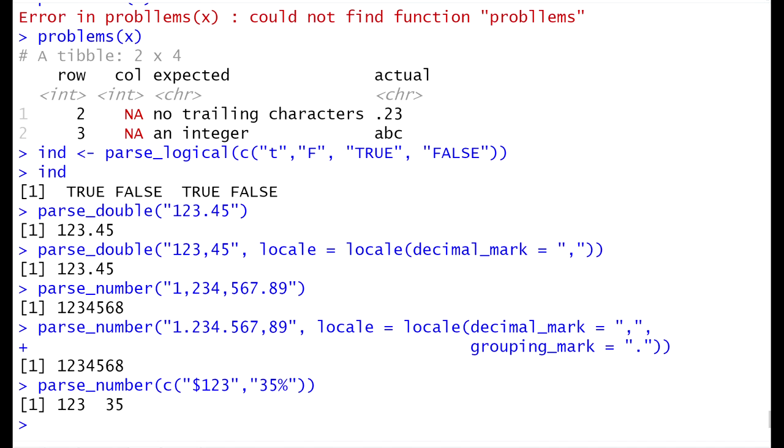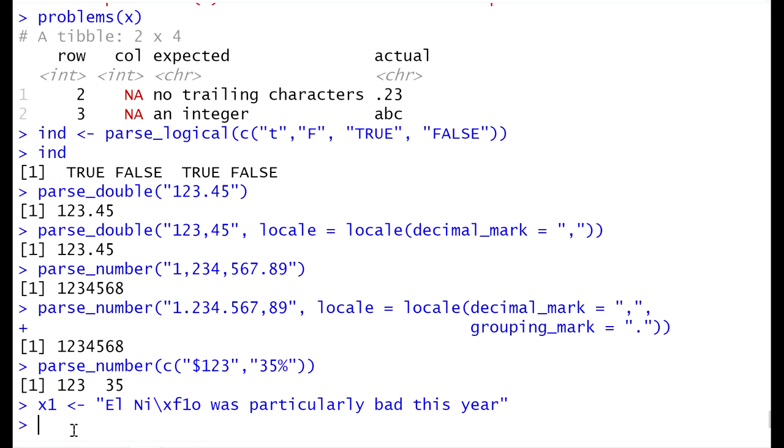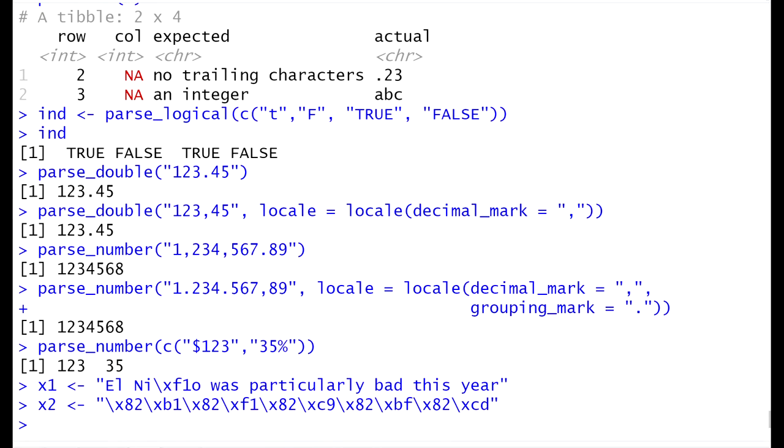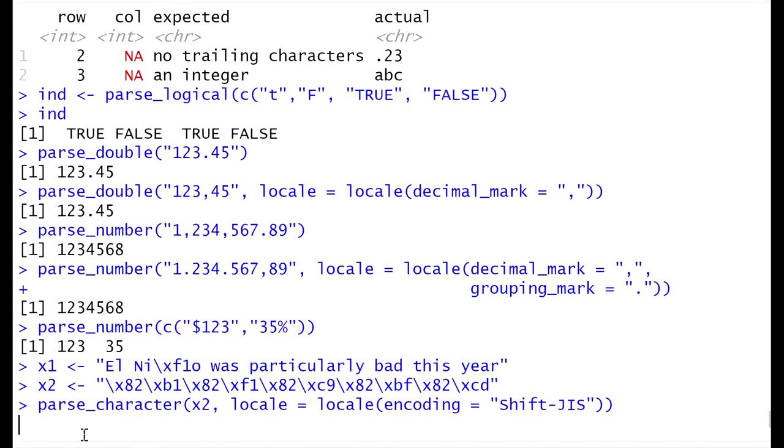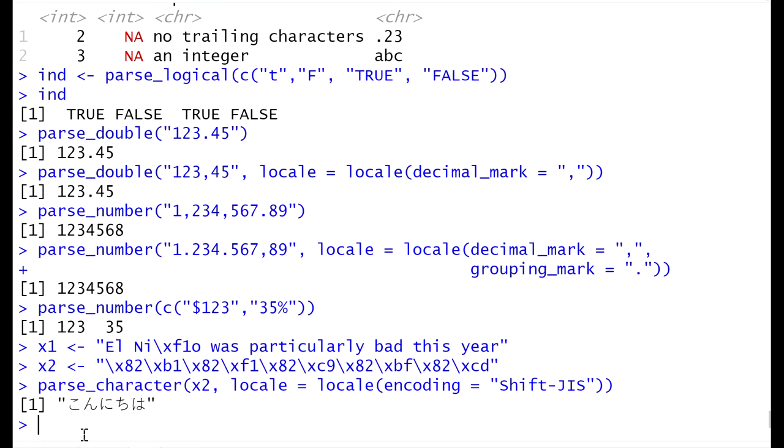Let's look now at parse_character. So sometimes you will read in something that has some strange symbols in it. Here's an x1 and an x2 that we will set up. Okay, and so if I said, well, I'm going to see if that is correct and see what that does. Look, it gave me back something, I'm not sure what language that is.